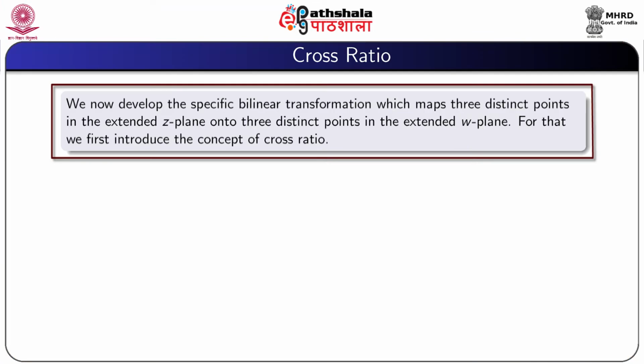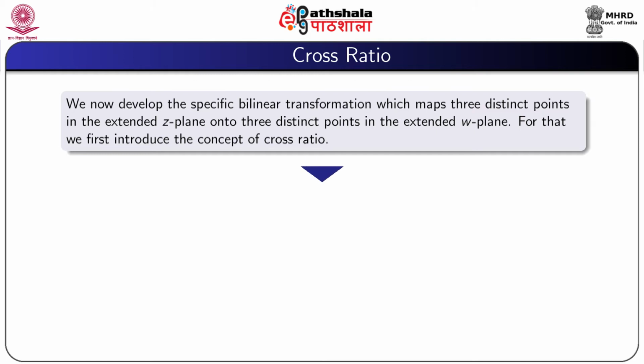Now we go to our presentation. We now develop the specific bilinear transformation which maps 3 distinct points in the extended z plane onto 3 distinct points in the extended w plane. For that, we first introduce the concept of cross ratio.